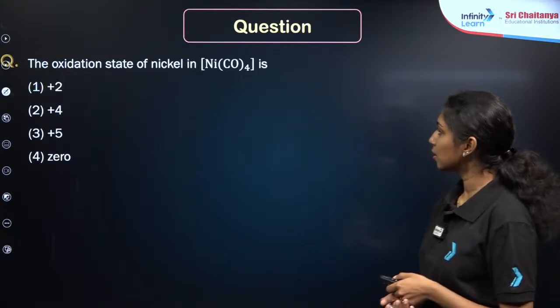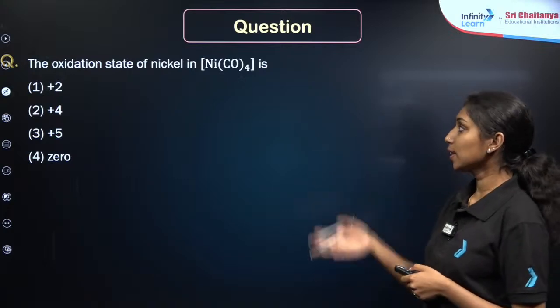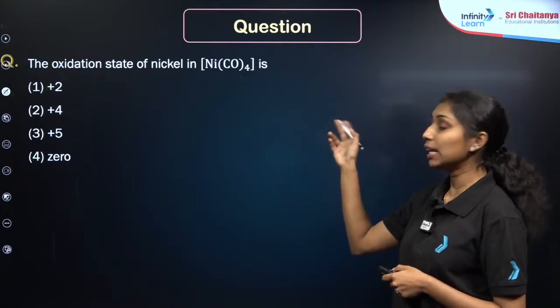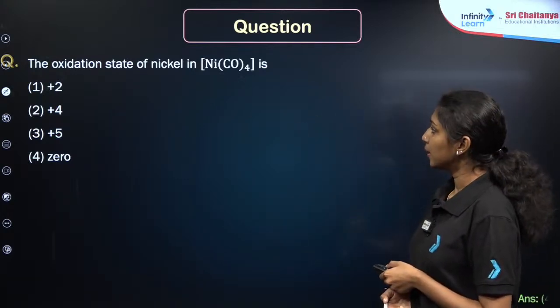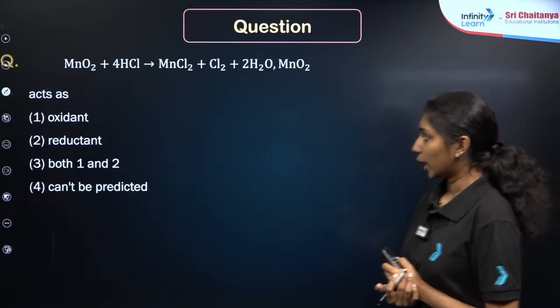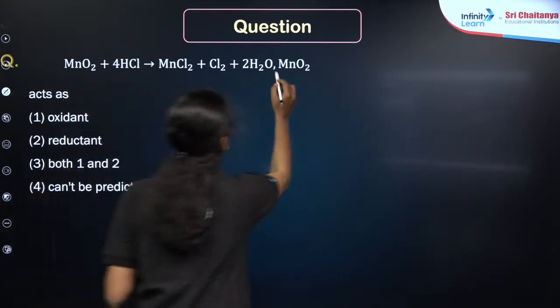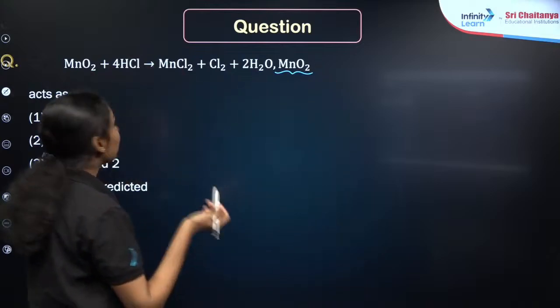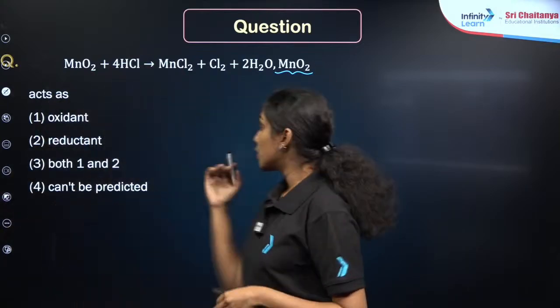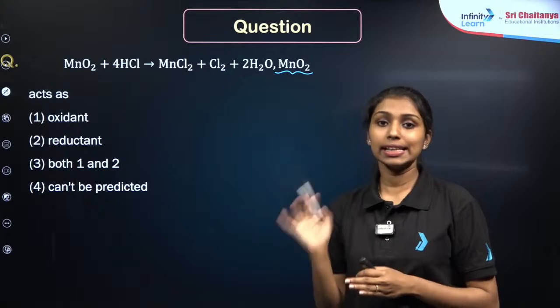Now, same repeated question, that the oxidation state of nickel in nickel carbonyl, that is 0. Then, okay, a reaction is given here. You have to identify what is the role of MnO2 in this particular reaction, whether it is acting as oxidizing agent, reducing agent, or both oxidant as well as reductant.